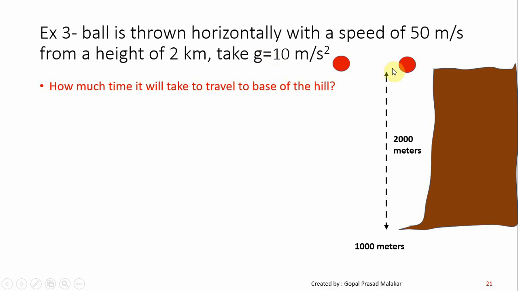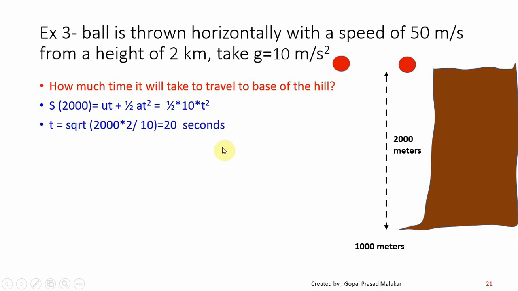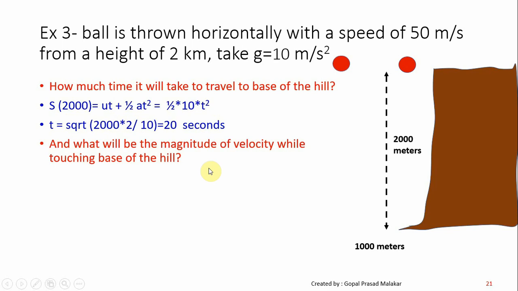Because in this direction it is starting with 0, 2000 equals ut plus half a t square. The vertical speed in the beginning is 0, so it will come like half into 10. We are taking g equal to 10 in lieu of 9.8 for simplicity. This t will give you 20 seconds. So in 20 seconds the ball will come down vertically for sure. But in that much time, how much would it have traveled? And what will be the magnitude of the velocity while it is touching the base of the hill?